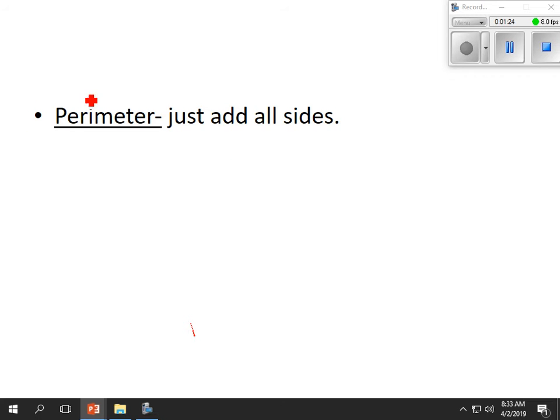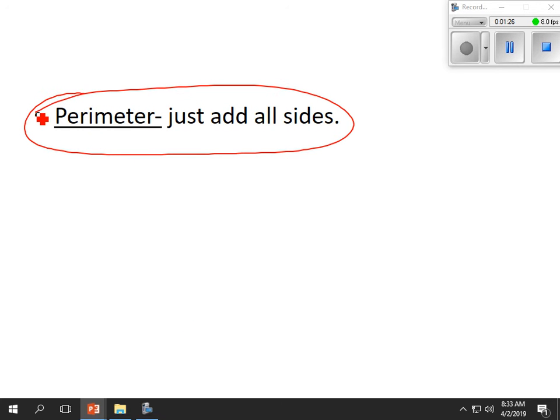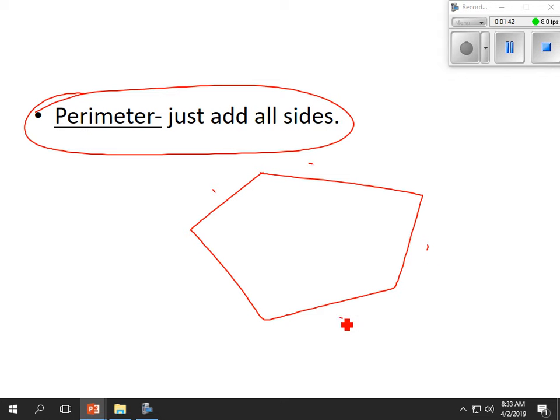Perimeter, easiest way for perimeter, you just add up all the sides. You know the lengths of each side, you just add them all up. There's a formula for every shape, but instead of knowing all the formulas, it's easier if you have some shape, whatever that shape is, you just add up all the sides, the lengths, and that's going to give you the perimeter.